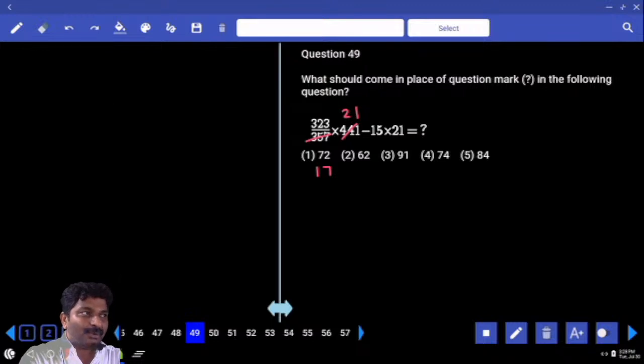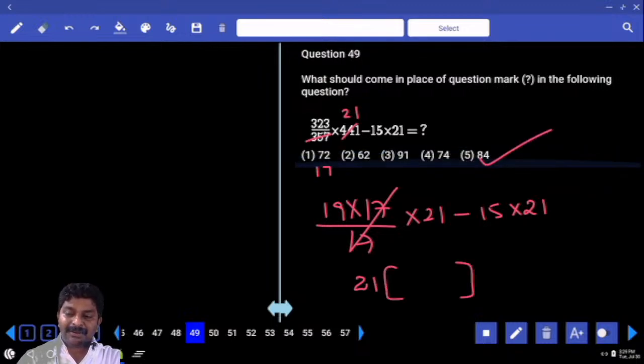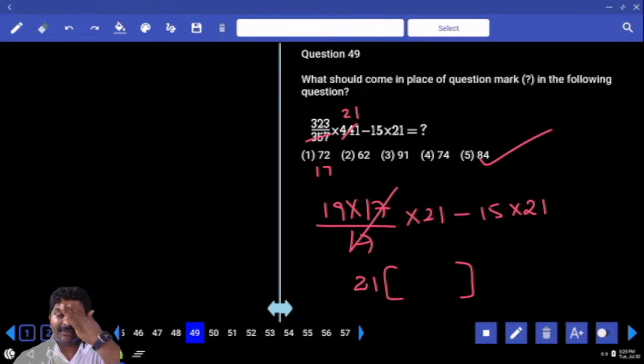A plus b into a minus b. A plus b is 19, a minus b is 17, and the denominator 17 also gets cancelled, leaving 21 minus 15 into 21. What can you take common? 21. So the answer is going to be a 21 multiple, only one option. Otherwise 19 minus 15 is 4, 21 4 times.